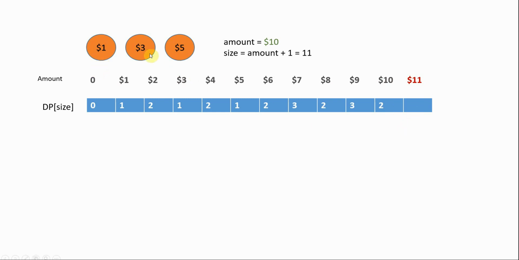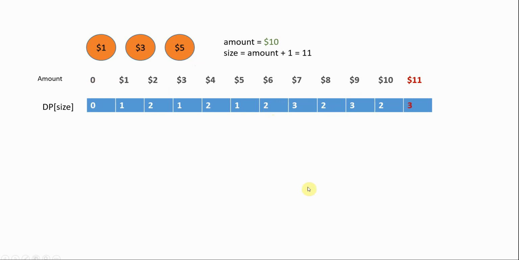Can you take 3? Yes, you can, because it's less than or equal to 11. What's 11 minus 3? It's 8. So the dp is going to be 2, which is the dp of 8, plus the one coin that you took. It's still 3, and it's going to be the same thing for 5 as well, because you can take 5, it's less than or equal to 11. 11 minus 5 is 6. dp of 6 is 2. So you take 2 plus 1 for the coin that you took. So finally, dp of 11 is 3.